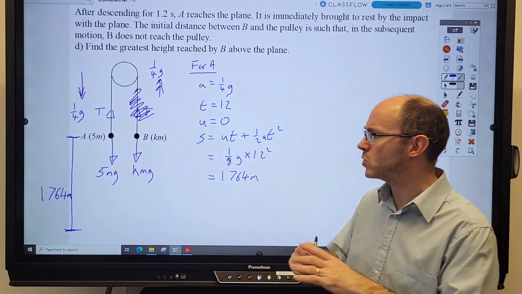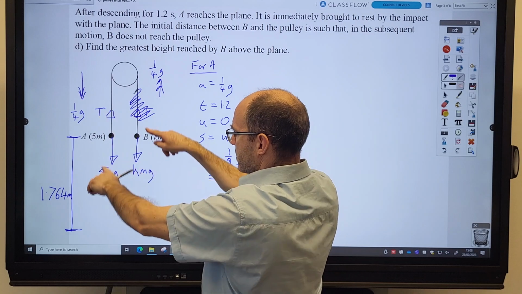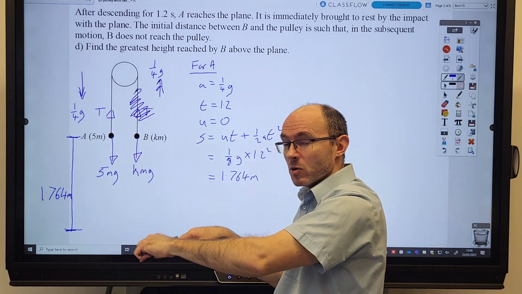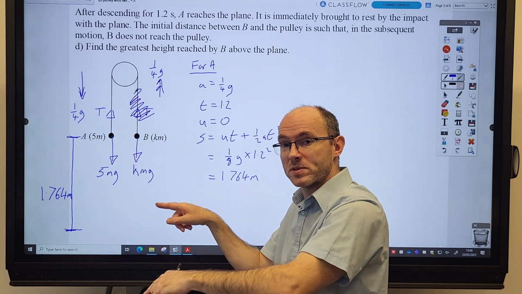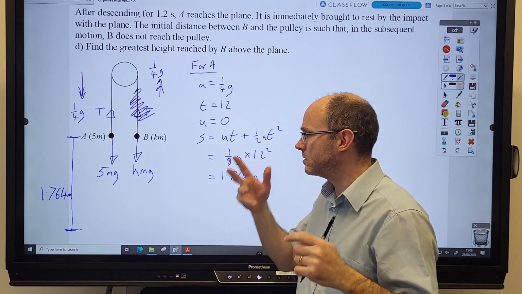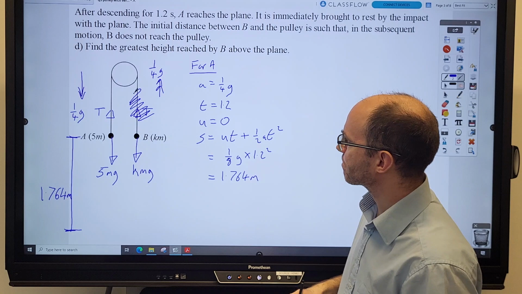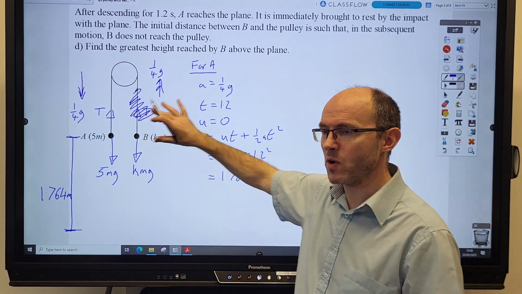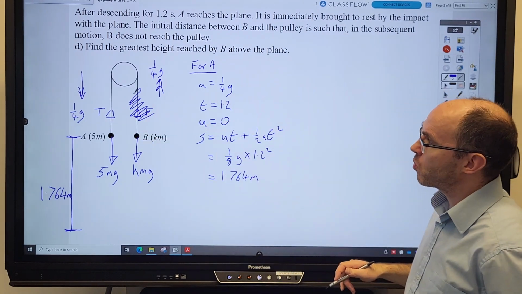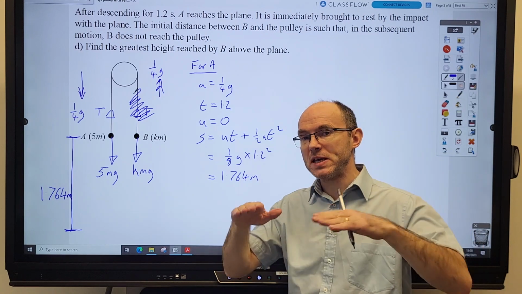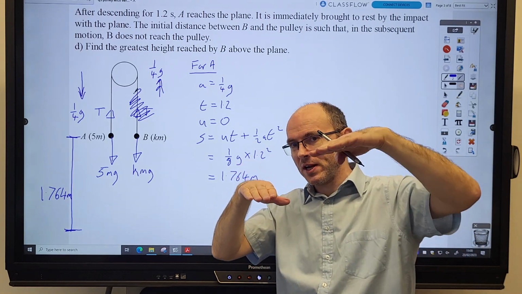You see, when the string is taut, the objects move together at the same rate. But when one of the objects has stopped and the other one keeps on going, the string suddenly becomes slack. So just bear that in mind when we do our next calculations. We're going to have to work out how fast B is moving before it starts falling freely under gravity.